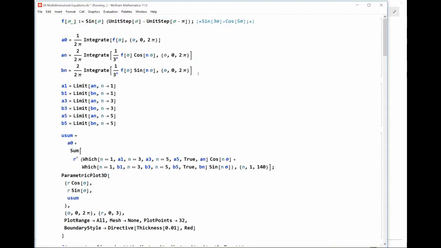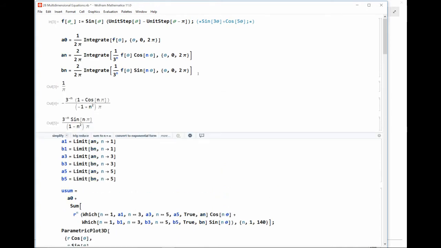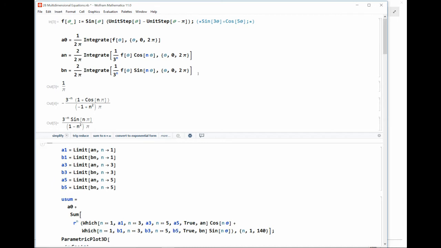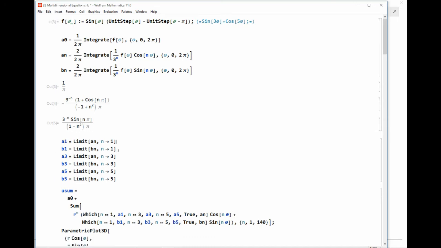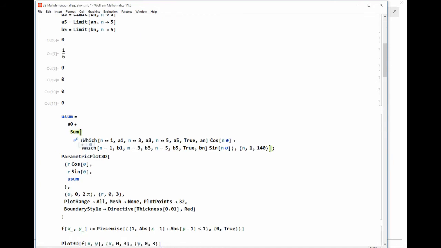When we evaluate these integrals, we'll see that this integral will have a problem when n equals 1. So I'm going to evaluate an and bn as n converges to 1. The other values can be ignored because this is for the other function that I want to demonstrate as well. Then we're going to add everything up.